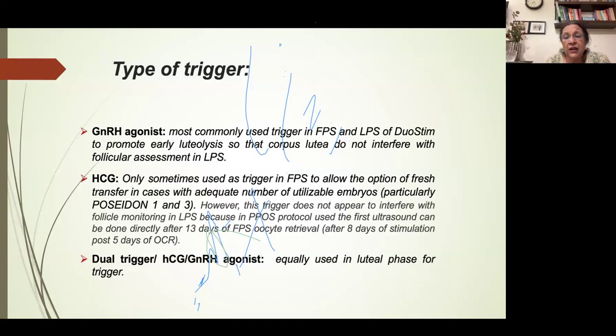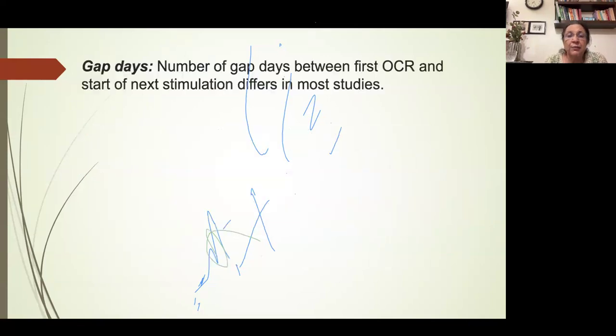So it was very easy to do our ultrasounds and we could see all the newly emerging follicles. Dual trigger is equally used in the luteal phase for trigger because there is nothing to follow up unless you're going to do another stimulation following the duostim, but we've never done that. So dual trigger can be used.